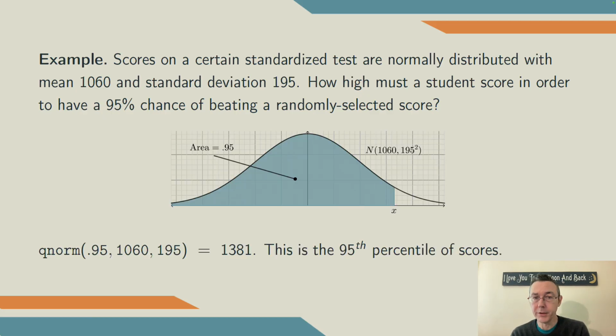Similar picture, I've labeled an x value that has 95% of the area to the left, and then I'll compute what x is with the command qnorm 0.95, 1060, 195. So give me back the x value that has 95% of the area to the left in the distribution that's normal with mean 1060 and standard deviation 195. We get about 1381, that's the 95th percentile of scores in this normal distribution. So a student with that score will have a 95% chance of beating a randomly selected score.